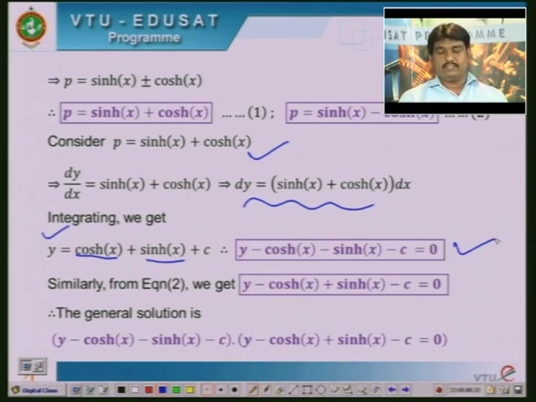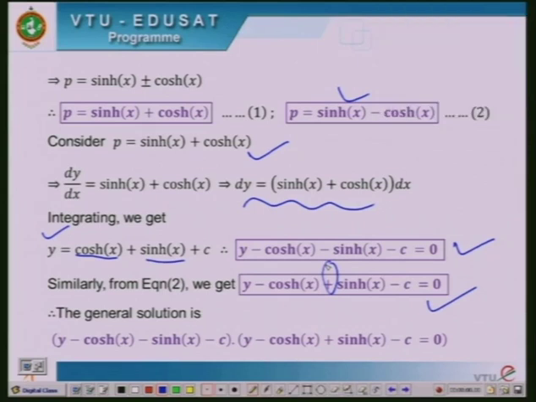Similarly, by considering the second factor, p equals to sine hyperbolic x minus cos hyperbolic x, we get the solution as y minus cosh x plus sinh x minus c equals to 0. Therefore, as usual, the general solution of the given differential equation is the product of these two solutions equated to 0. I will illustrate geometrically what the general solution represents. Before that, you should know the types of solution of a differential equation.